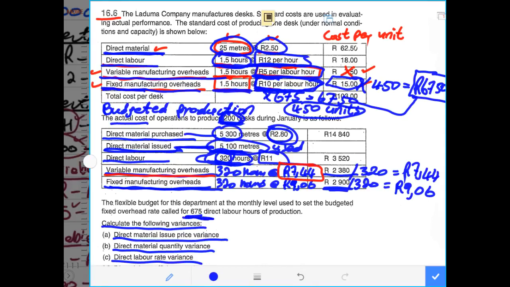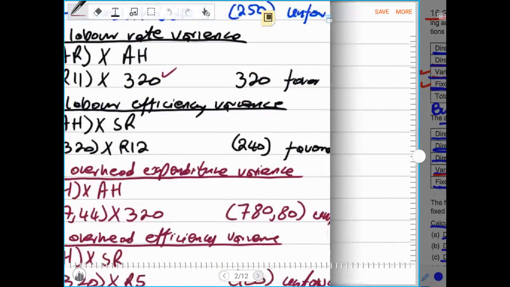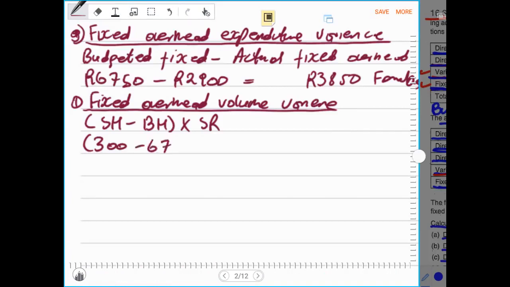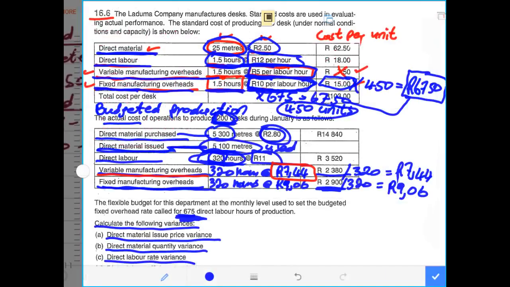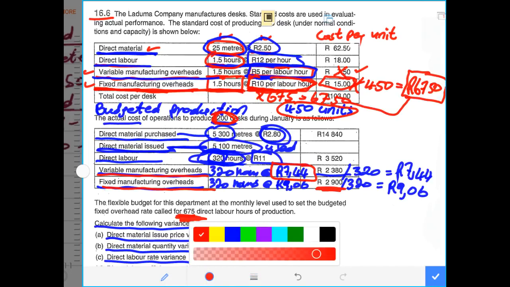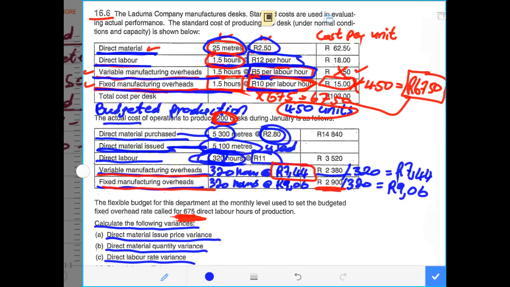Budgeted hours was given to us as 675. Therefore, now 300 minus 675, times the standard rate per labor hour. Don't forget our standard rate of fixed overhead. The standard rate for fixed overhead per labor hour was 10 rand. That was the standard rate of fixed overhead.